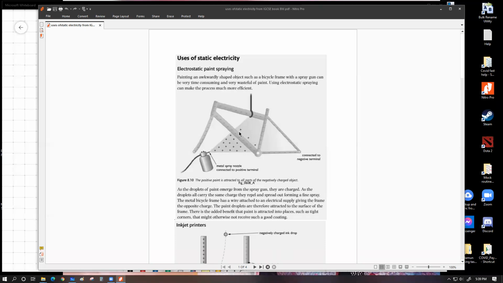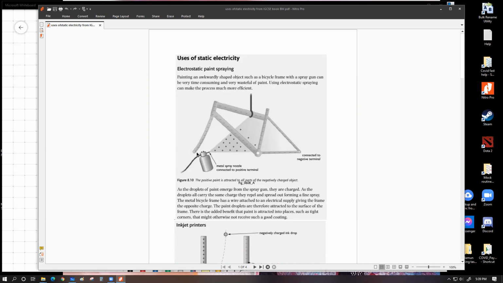The way this whole thing works is that you can see over here that this frame is hung by a rod. This is usually a metal rod, and the frame is essentially made from metal. Other than metal, it will not work. This part is connected to the negative end of a certain DC supply, a battery maybe, and the nozzle of the canister is connected to the positive end of the DC supply.